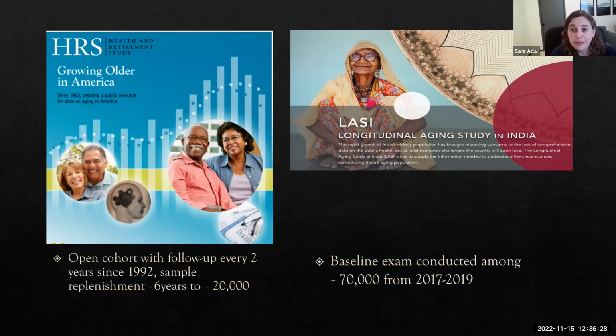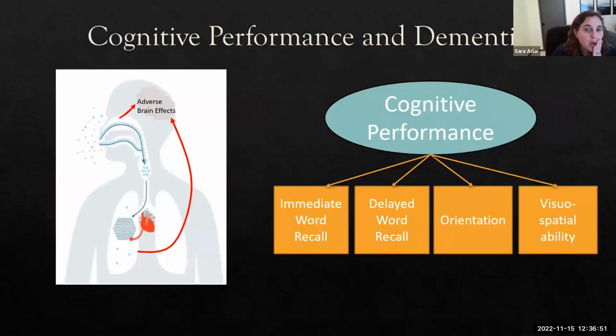We also have data from the Longitudinal Aging Study in India, or LASI. And that study, they're actually about to launch wave 2. But in wave 1, they've sampled from 70,000 people, again, nationally representative in both surveys across the whole countries. And that exam was in 2017 to 2019.